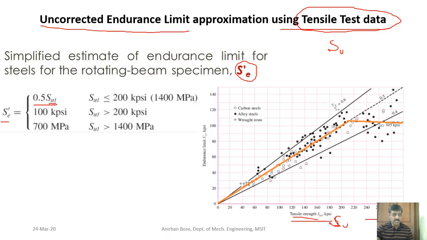But this is true for steel samples, and may be slightly different for titanium alloy. So here we are discussing steel samples. You see that if the ultimate strength is more than 200 ksi, then the endurance limit does not increase much and is almost constant. Above 200 ksi, we find it is constant at 100 ksi. So this is how we can find the uncorrected endurance limit, knowing the ultimate strength of the material.